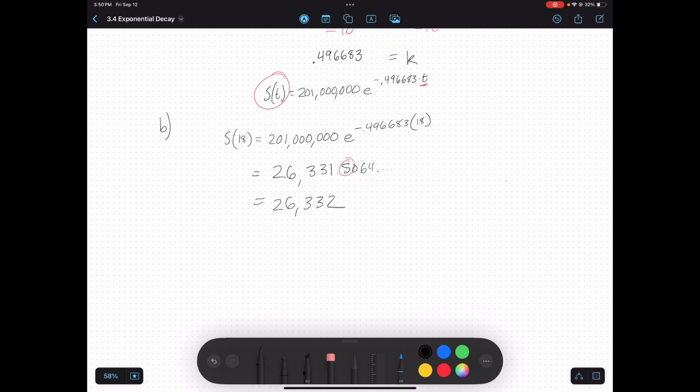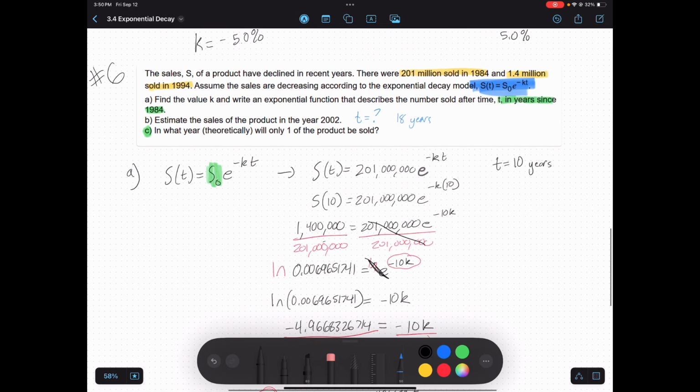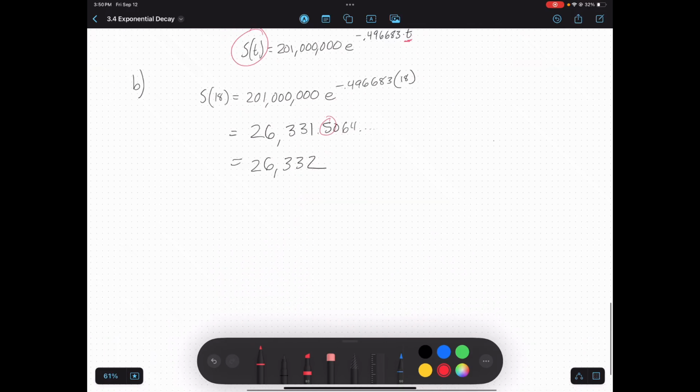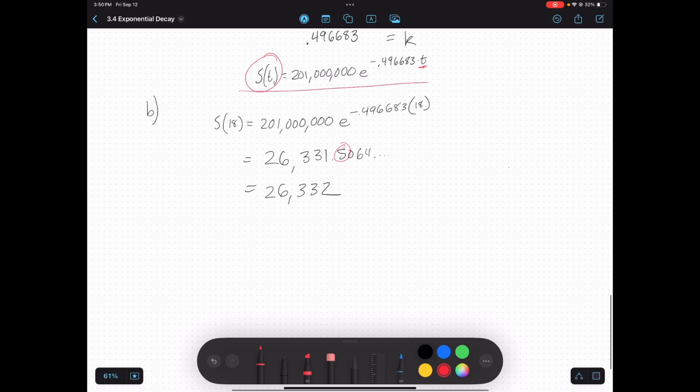Okay, last, part C. And this is why I wanted to do this problem, because this one can be a little tricky. In what year, theoretically, because this probably won't actually happen, but in what year will only one product be sold? So notice what's given to us and what we have to figure out. We're given sales. That one represents the amount that's sold, and what are we solving for? We're solving for time. We don't know how many years have passed. So I'm going to come back down to my equation. So I'm back to using this equation right here. But now I have different things to plug in.